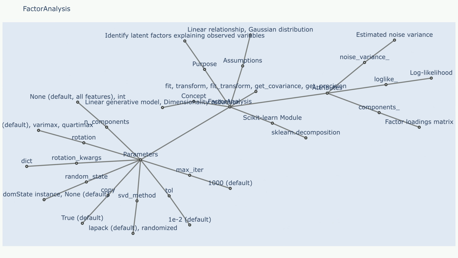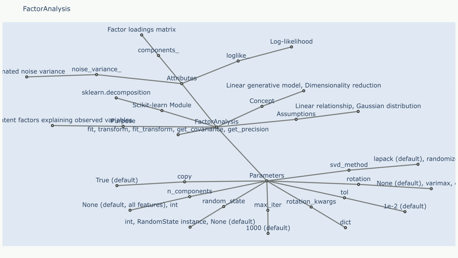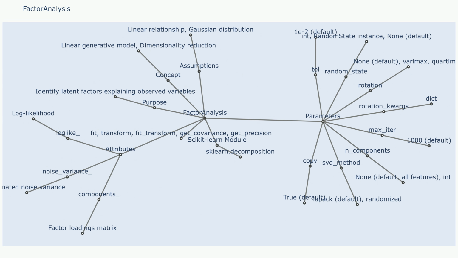4. Communalities. These measure the proportion of variance in an observed variable that is explained by the common factors. 5. Uniqueness. This represents the proportion of variance in an observed variable that is not explained by the common factors. 6. Factor scores. These are the estimated values of the latent variables for each observation in the dataset.